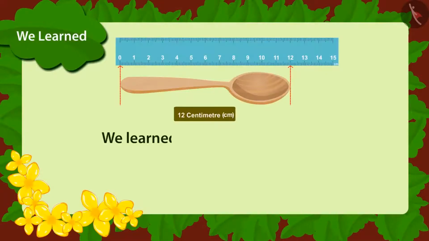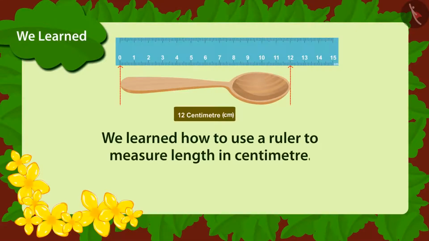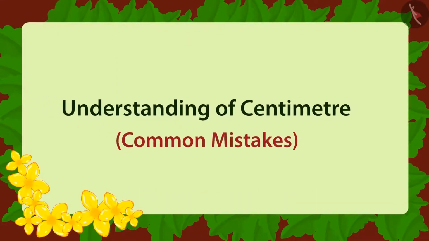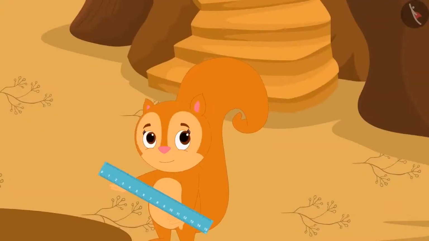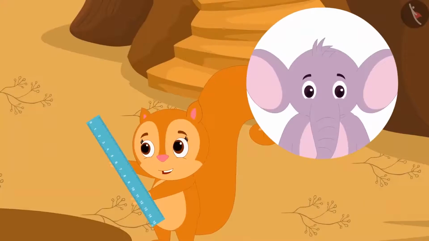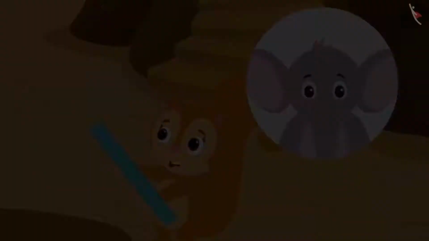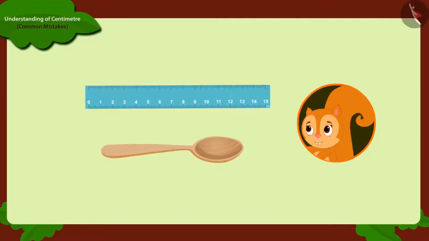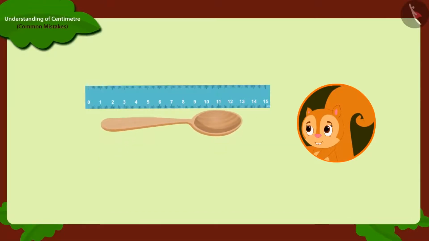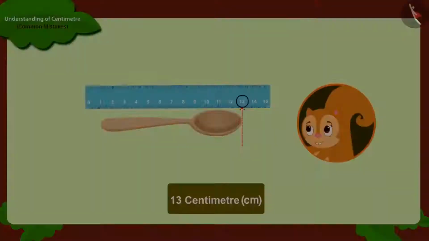In the previous video, we learned how to use a ruler to measure length in centimeter. In this video, we will see some common mistakes related to this concept. Chanda became very happy after learning about the ruler from Appu. She measured her spoon again with a ruler. But what is that? Chanda got the length of the spoon as 13 centimeter this time.